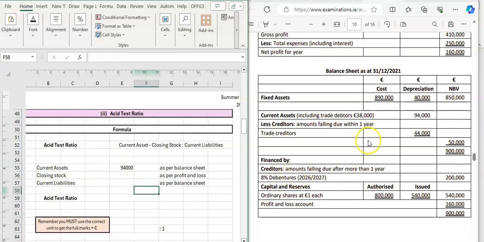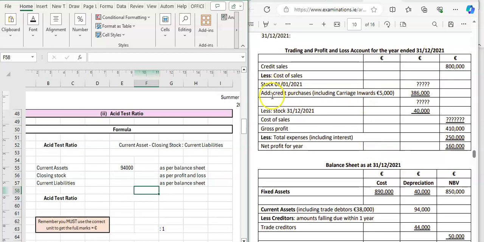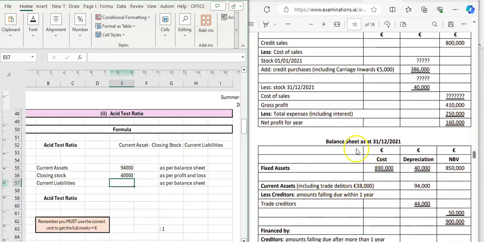Closing stock then is going to be in your profit and loss, so closing stock 40,000. Then your current liabilities, in your balance sheet again, is 44,000. I can put these into our formula. So current assets 94,000 minus 40,000, which is your closing stock, and that's going to be all is to 44,000.